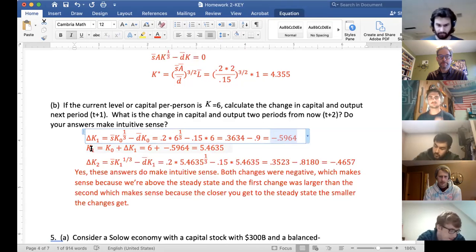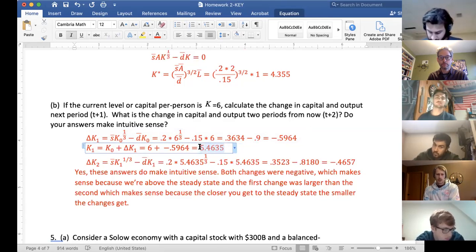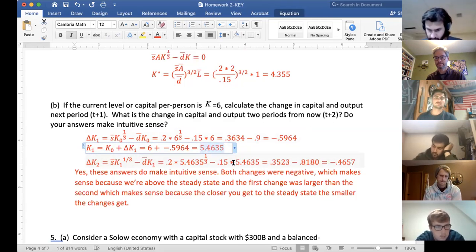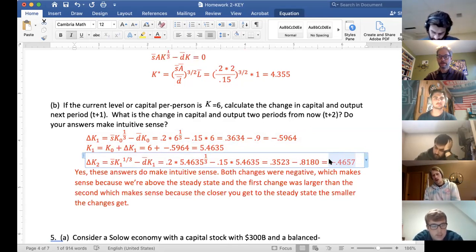And so what does that mean that capital next period is going to be? Well, if it's 6 this period, and it goes down by 0.5964, then it will be 5.4635 next period. What about for two periods from now? You do the same thing, but now for the capital stock, you use 5.4635 instead of 6. And what do you find? You find that it goes down by 0.457.